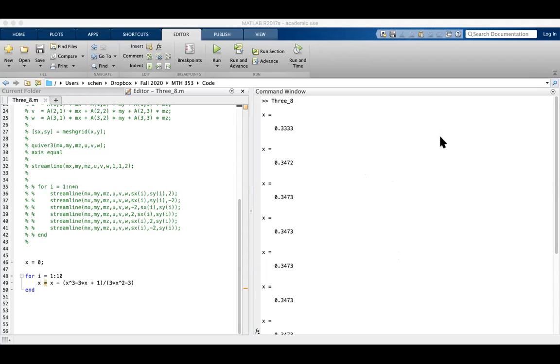347. Okay. Three, 4, 7, 3. Okay, so it's actually very, very accurate after you do it for 3 times. Does everything make sense here? Okay, that's how you do Newton's method. Okay.